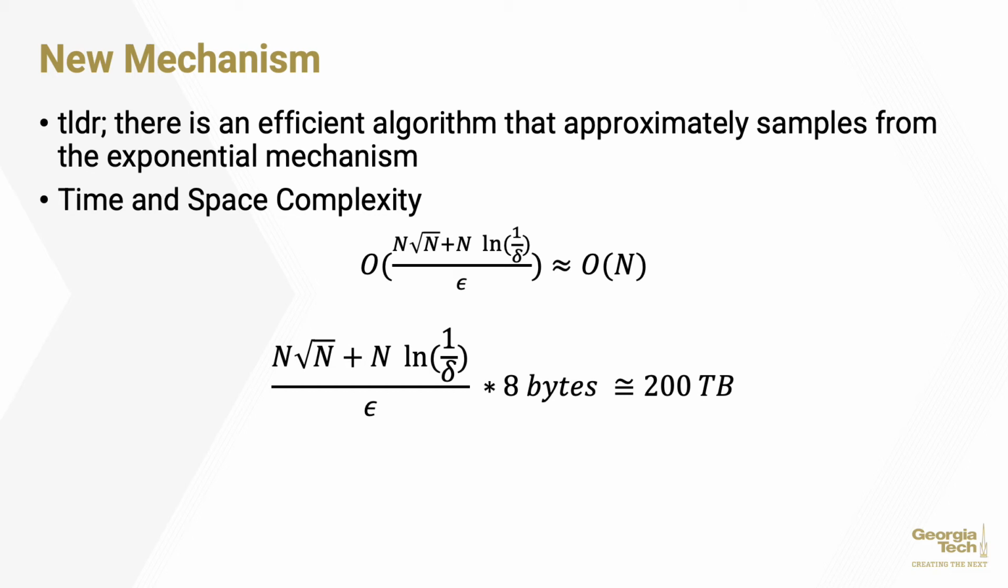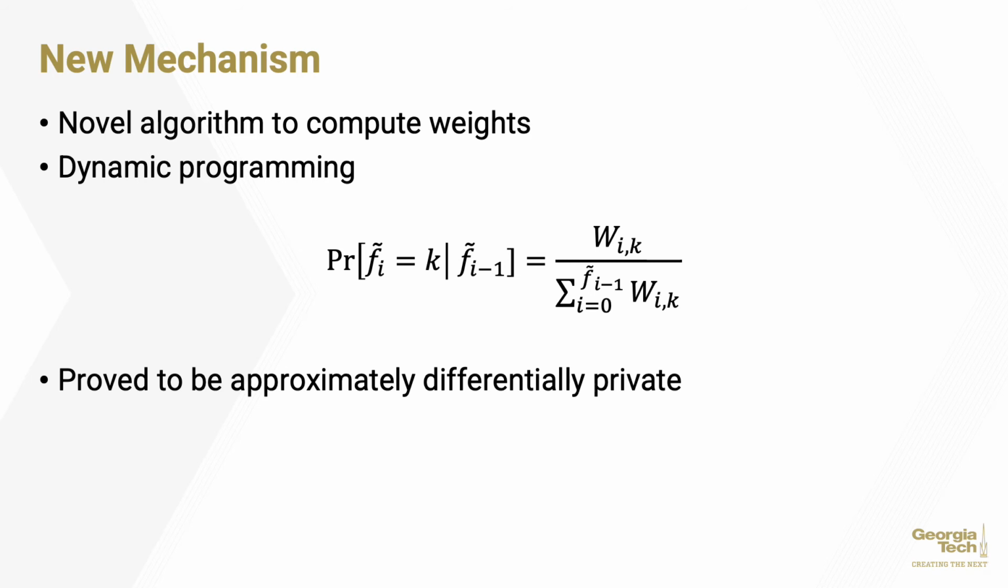Even with this more efficient algorithm, when n is 70 million and epsilon is a small value such as 0.02, the space for the partitions would be nearly 200 terabytes. This calculation comes from the space complexity times 8 bytes, 8 bytes being the size of a double in C#, which is the language the authors used to implement this experiment. So we still have a big problem here. How do we break this down into something that we can actually compute?